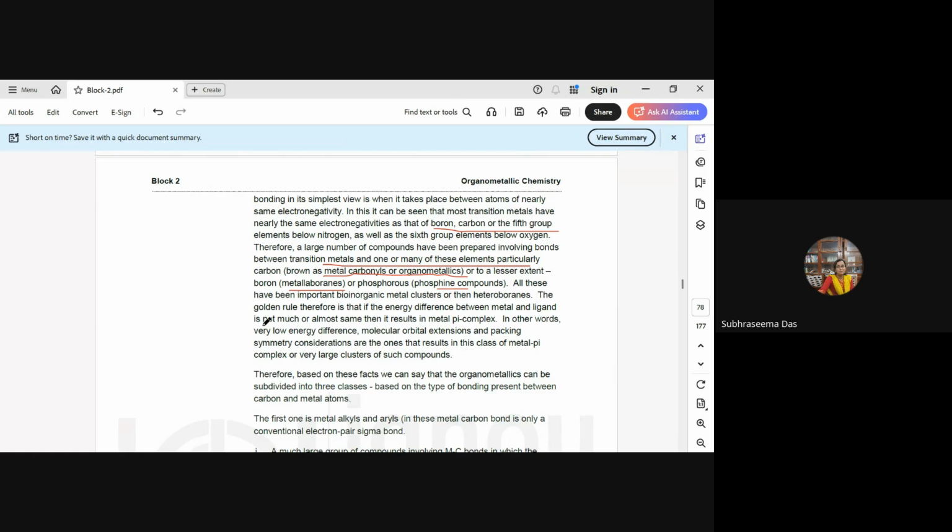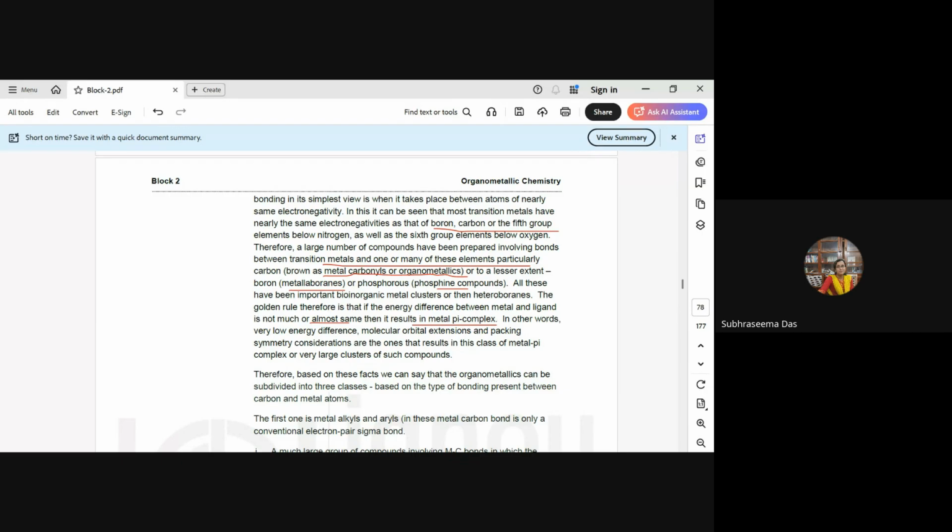So the golden rule is that if the energy difference between the metal and the ligand is not much, or they are almost the same, then a metal pi complex is formed. That is, in other words, a very low energy difference. Because of this very low energy difference, the molecular orbital extensions and packing symmetry considerations are the ones that result in this class of metal pi complex.